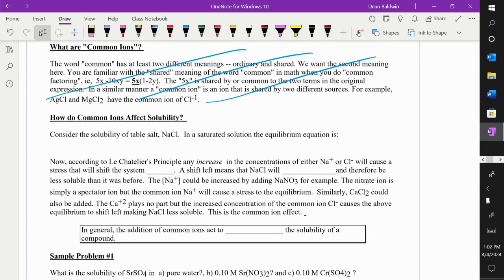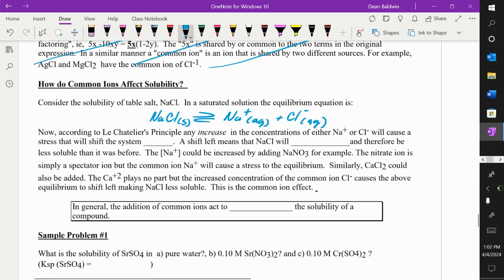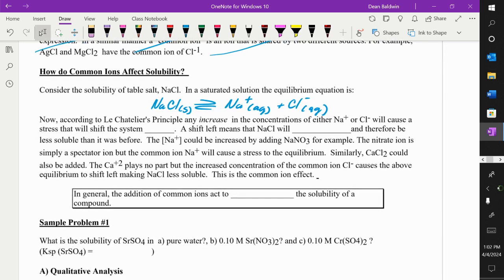Okay, if you have salt, table salt, NaCl, you throw it into a saturated solution, or you create a saturated solution, you get this equilibrium happening. Okay, it breaks apart into its two ions.